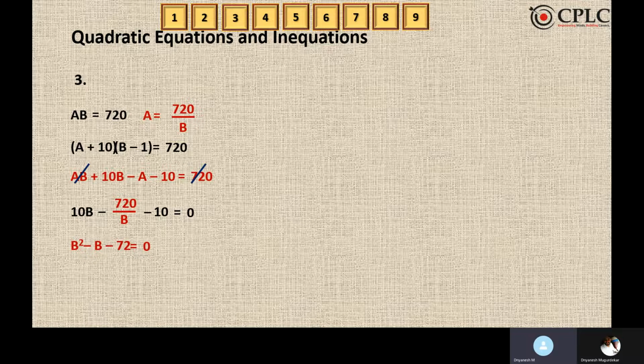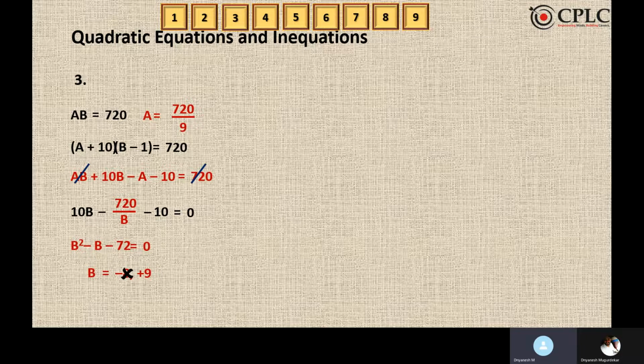Again, this is a quadratic equation in B. When you try to orally factorize, product is minus 72, sum is plus 1. The numbers that will satisfy this are plus 9 and minus 8. But when you read the original data, it said that both the numbers are positive integers, and because of that minus 8 we cannot accept. So the value of B is plus 9.